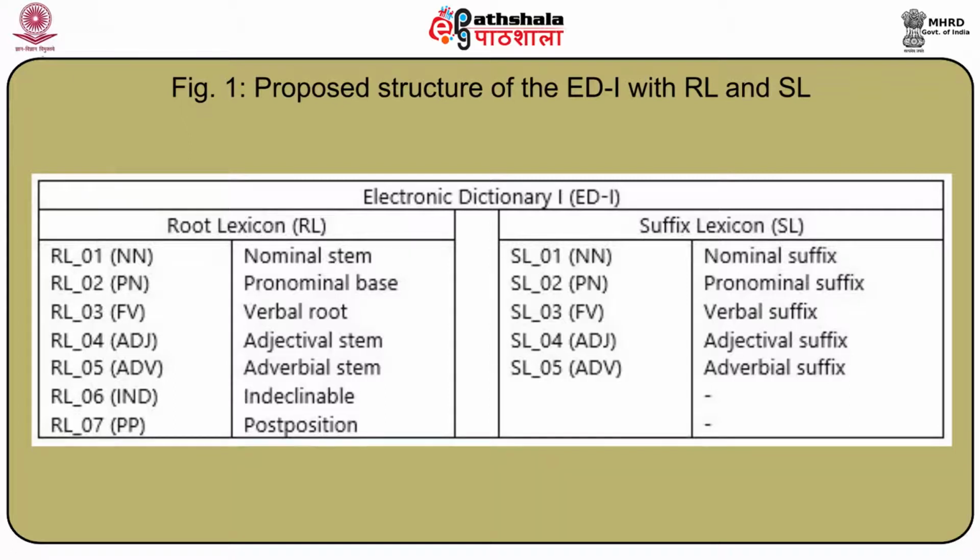On the other hand, we can have the suffix lexicon matched in that way, so that suffix lexicon part 1 only contains the nominal suffixes. Suffix lexicon part 2 can contain the pronominal suffixes, and suffix lexicon part 3 can have verbal suffixes. Suffix lexicon part 4 can have adjectival suffixes, and adverbial suffixes in suffix lexicon part 5. So this makes the whole process quite simple to understand: what kind of root lexicon should match what kind of suffix lexicon.